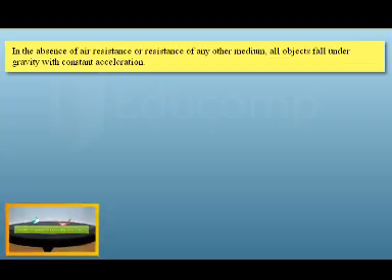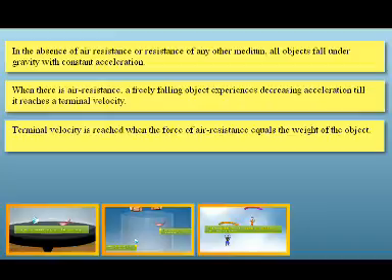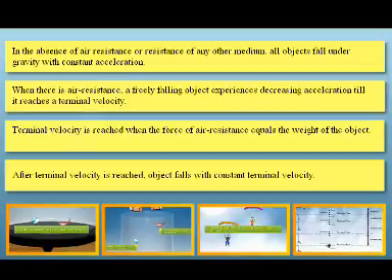In the absence of air resistance or resistance of any other medium, all objects fall under gravity with constant acceleration. When there is air resistance, a freely falling object experiences decreasing acceleration till it reaches a terminal velocity. Terminal velocity is reached when the force of air resistance equals the weight of the object. After terminal velocity is reached, objects fall with constant terminal velocity.